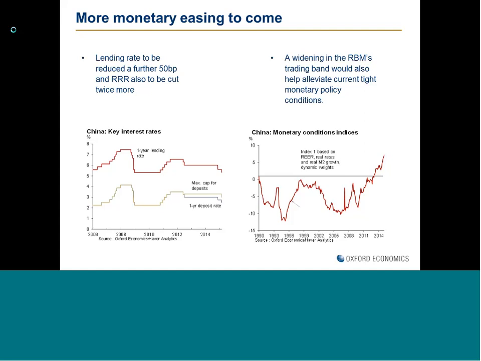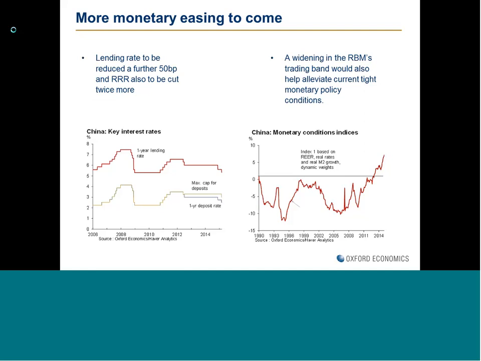So against this backdrop, we are expecting that the PBOC will cut interest rates further. We're now looking for an additional two 25 basis point cuts in the lending rate. We're also looking at the authorities to reduce their reserve requirements twice more. This is to boost the banks' scope for lending.